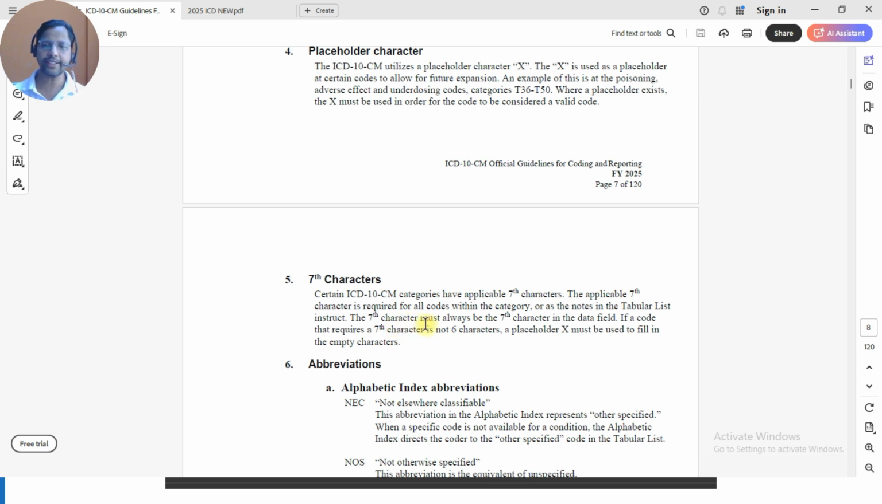The 7th character must always be the 7th character in the data field. If a code that requires a 7th character is not 6 characters long, a placeholder X must be used to fill the empty characters. For example, just now we have seen poisoning codes, correct? That code needs 7 characters, but we don't have any specificity related to the 6th character. So there we have used the placeholder X. And for the 7th character, we will use initial encounter, subsequent encounter or sequela based on medical necessity and the patient's condition.